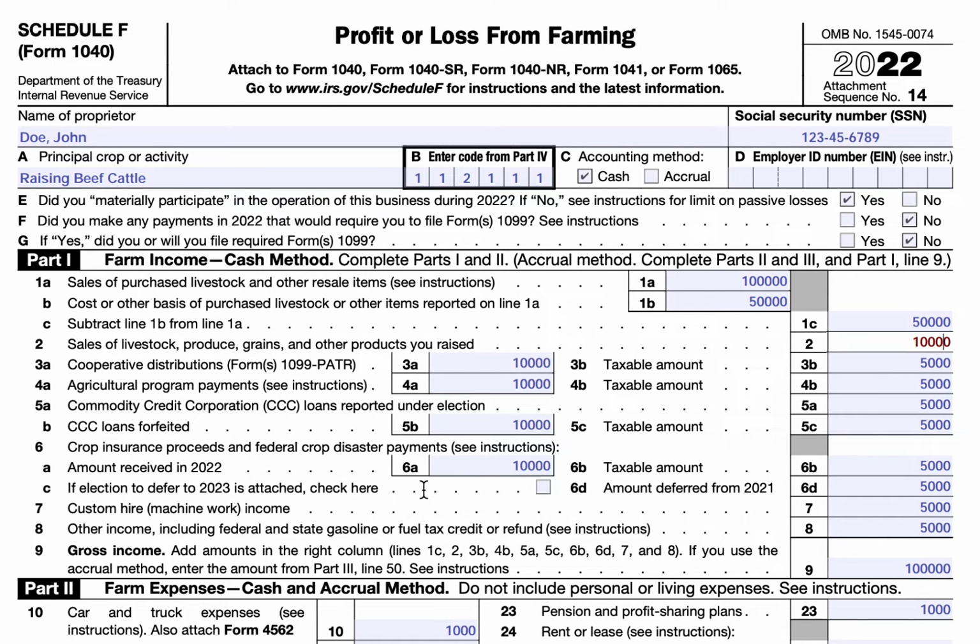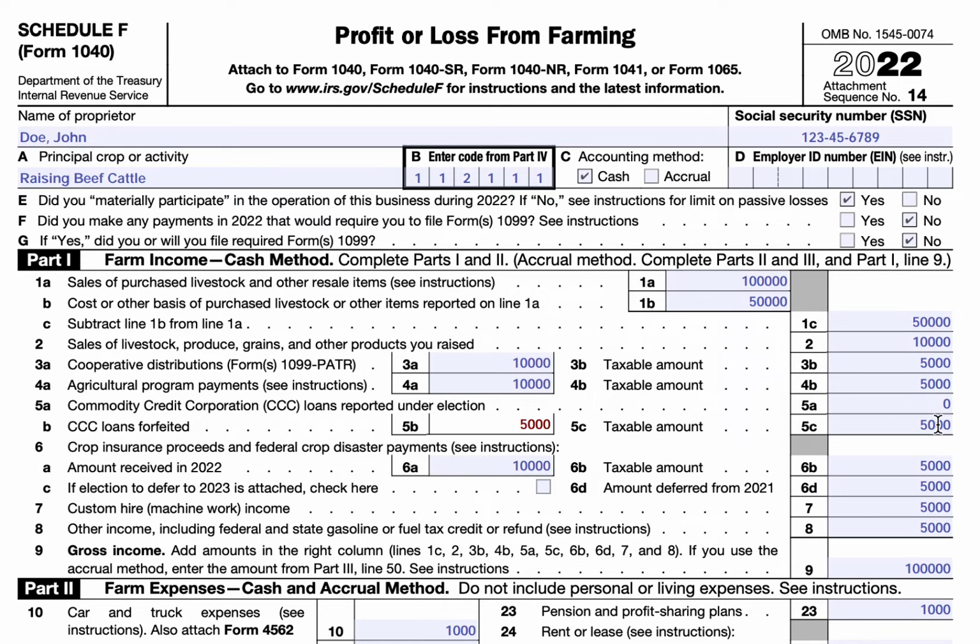In line 5A, we're going to talk a little bit more about Commodity Credit Corporation loans. In 5A, you're going to report the total amount of the loan proceeds that you received in the year if you did make the election. In this case, John Doe elected to make $5,000 reportable in the current year, but he also forfeited $5,000. So in this case, he reports 0 loans that he received, because he already reported that in a prior year. However, he did forfeit a loan, and that forfeited amount also happened to be taxable.